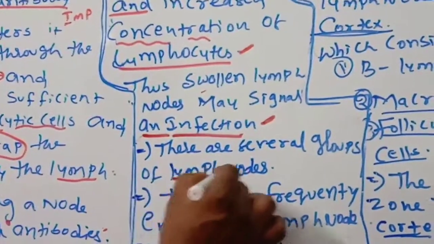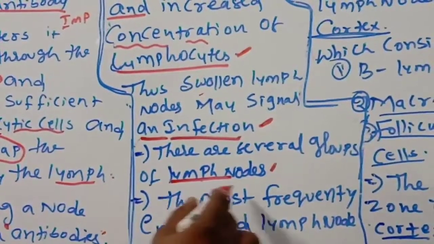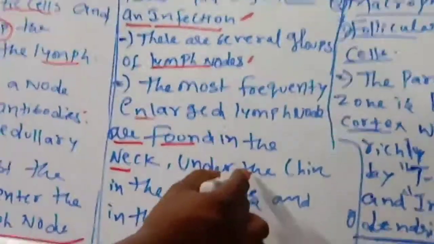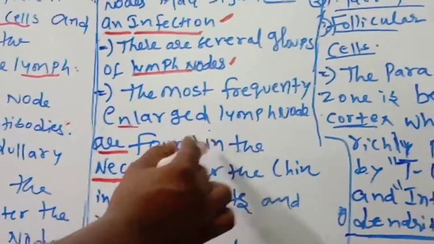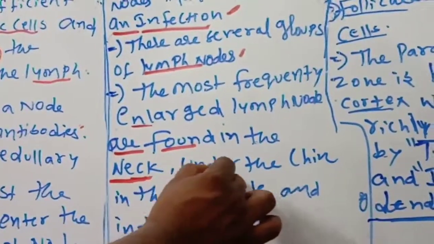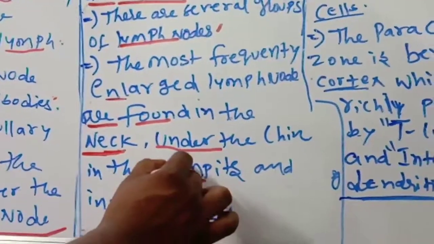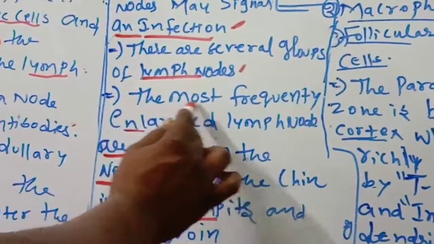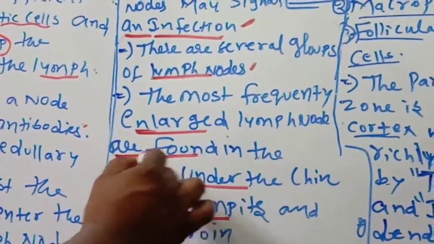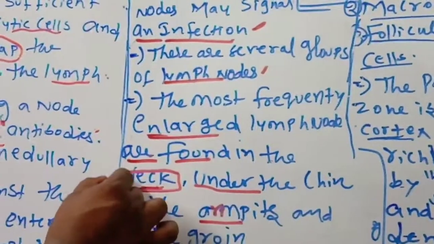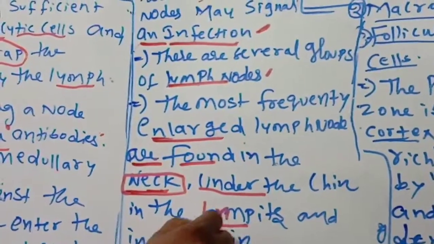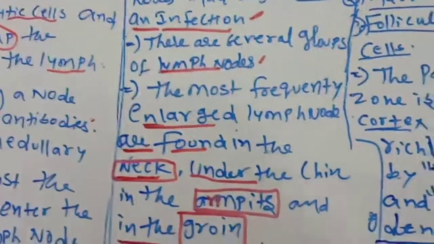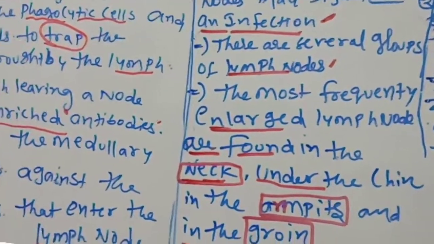There are several groups of lymph nodes. The most frequently enlarged lymph nodes are found in the neck region, under the chin, in the armpits, and in the groin region. Like this, different groups of lymph nodes are there.